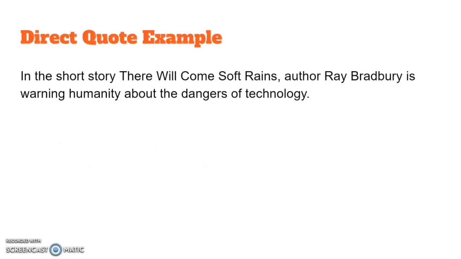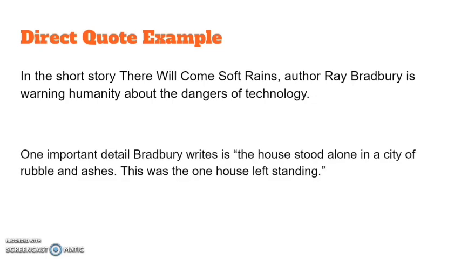Let's look at how evidence would look with a direct quote. Here again we have this claim sentence of, in the short story, There Will Come Soft Rains, author Ray Bradbury is warning humanity about the dangers of technology. So we're going to find a direct quote from the text and we're going to cite it. It would sound something like this. One important detail Bradbury writes is, "The house stood alone in a city of rubble and ashes. This was the one house left standing." You can see that the second half of the sentence is in quotation marks. This is literally a sentence from the story.